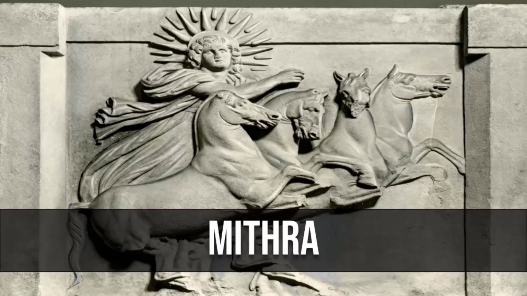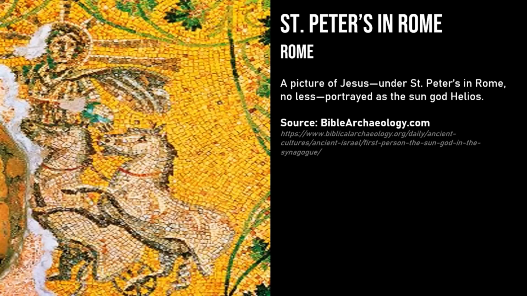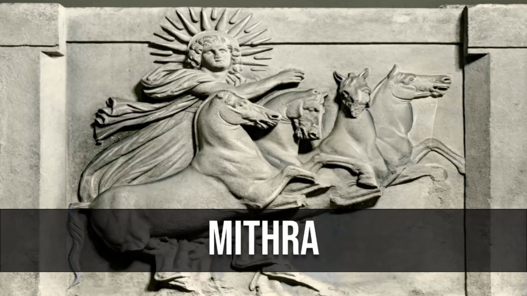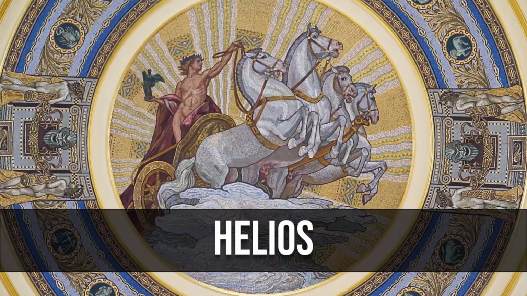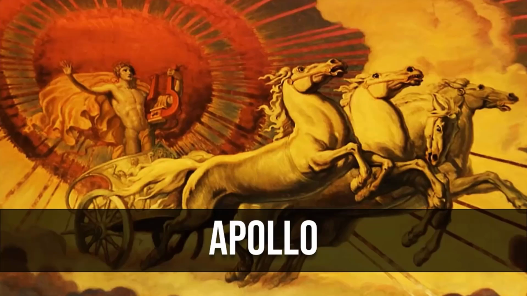We have the god Mithra. Now notice here, if this is Christ with his four horses, well, here's Mithra with his four horses. What were they doing? They were trying to blend together Christ, who is the Son of God, with a sun god. So we've got Christ, the Son of God, versus the pagan sun gods. Here's Helios, more of the same thing. Here's his four horses. Here's Apollo, more of the same thing. And of course, remember, we saw both Apollo and Helios inside of Jewish synagogues.